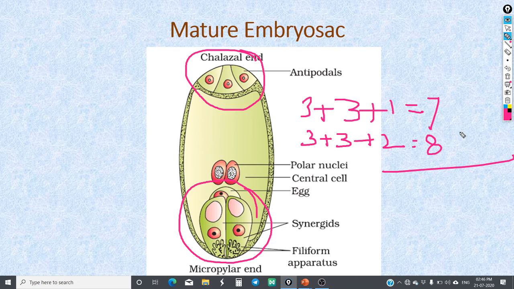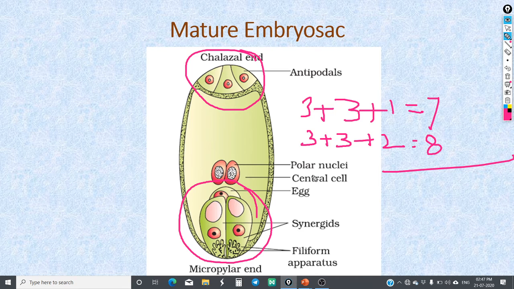You can see once again here, 3 nuclei are present in the 3 antipodals, 3 nuclei are present in the egg apparatus, that is 1 egg cell and 2 synergids, 1 each, and the 2 nuclei at the center in the larger cell, the central cell. So as a whole, 3 plus 3 plus 2, 8 nucleated structure and 7 celled structure. Okay, now we will see one by one.